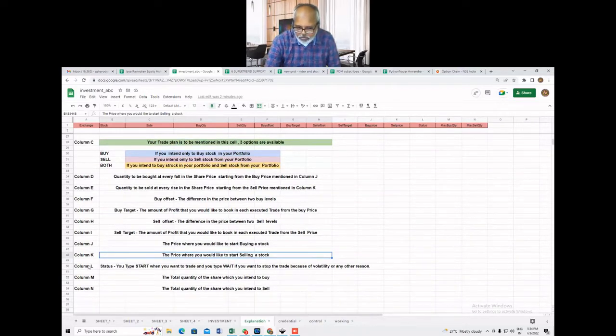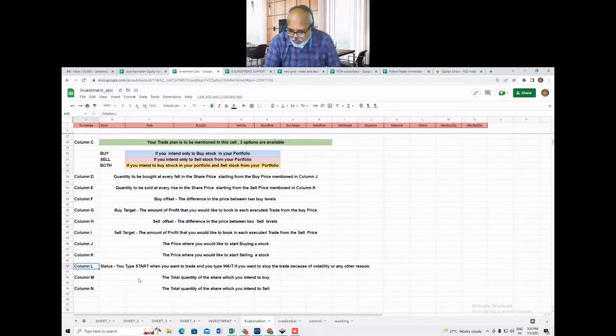Column L is the status. You type start when you want to trade, and you type wait if you want to stop the trade because of volatility or any other reason. Suppose you want to stop the trade for a few days, then you can just type wait in the status column, then the trade will stop, and whenever you type start again, the trading will commence for you. So this can be used when you want to stop or start the trade for any reason.